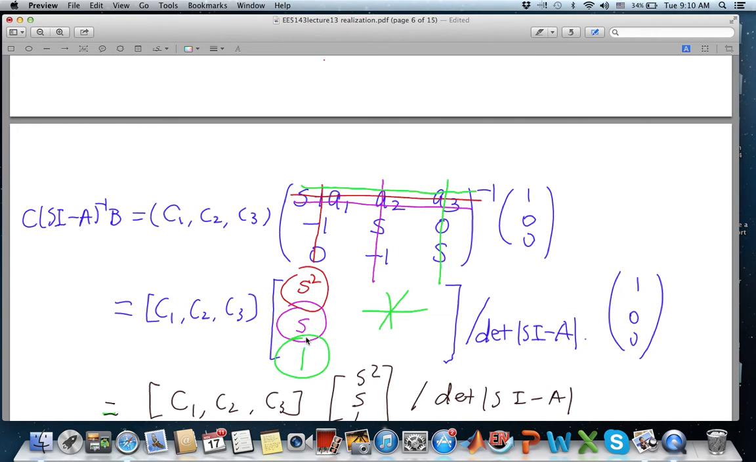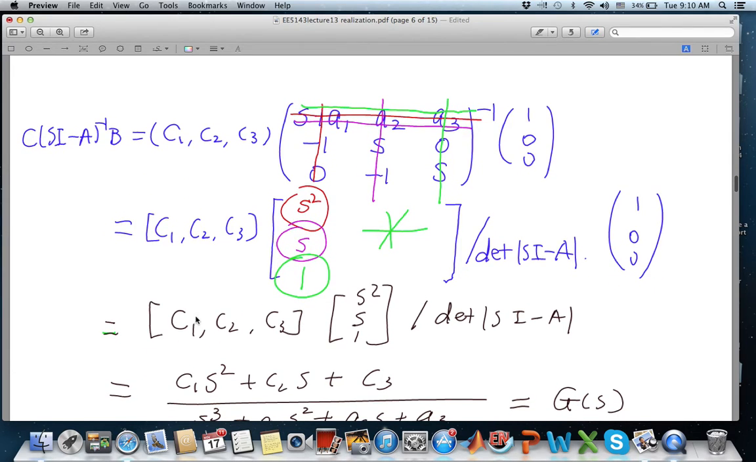And then the last element of the adjugate matrix: when I remove the first row, third column, i plus j is 4, so negative 1 to the power of 4 is positive 1. When I calculate, it's 1. The rest of the elements, there's no need to calculate because I'm going to multiply with 1, 0, 0, so I will only sample this first column. Then I will get c1, c2, c3 multiplied with s squared, s, 1, divided by the determinant of sI minus A.